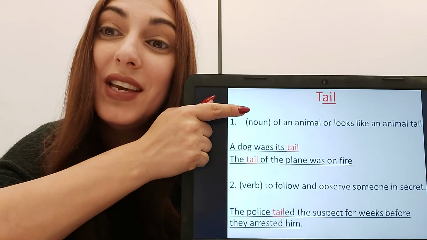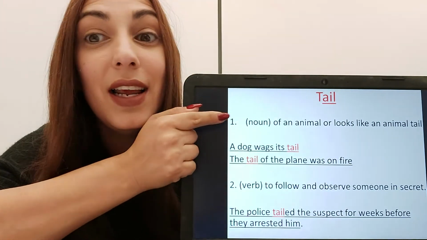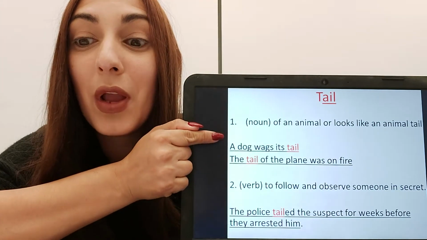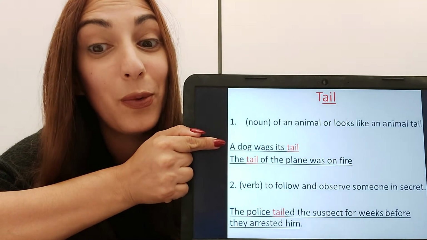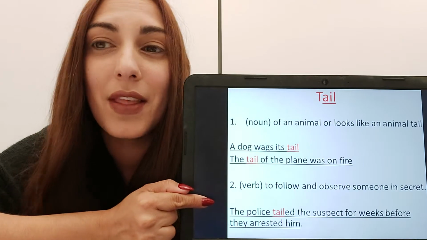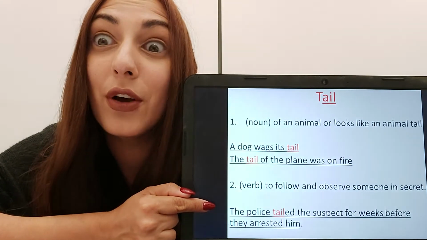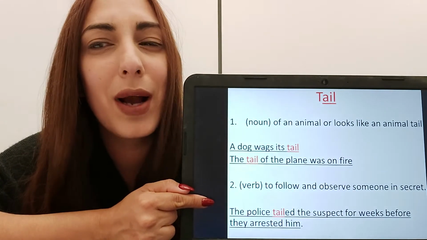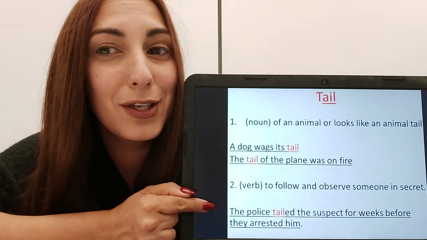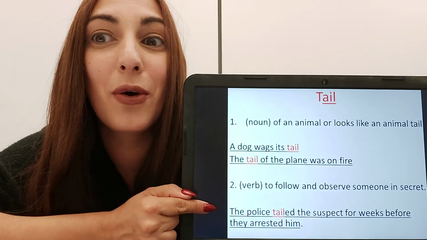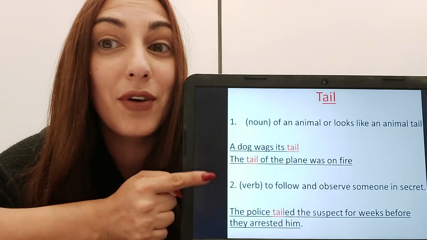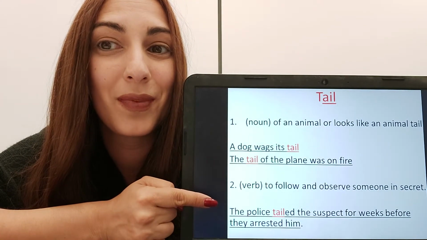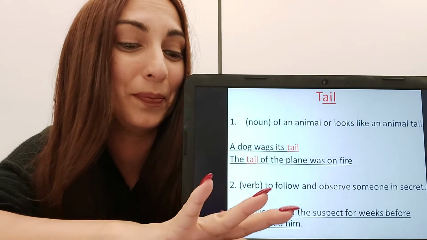Tail. Now, T-A-I-L is clearly the tail of an animal, or something that looks like an animal's tail. But it can also mean, as a verb, that somebody follows and observes someone's behavior, usually quite secretly. Like a police officer would do, for example, or a private detective. So pause the video and read these examples. Now let's look at the other tail.